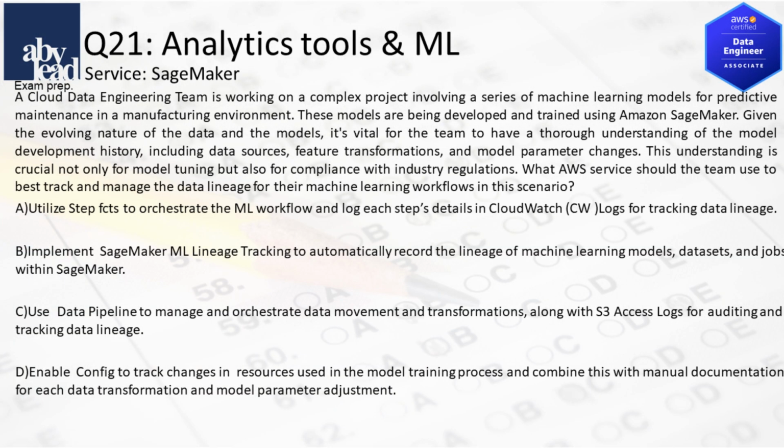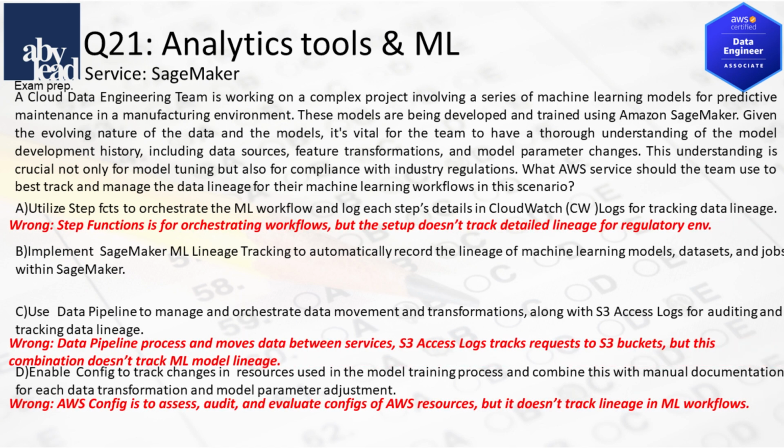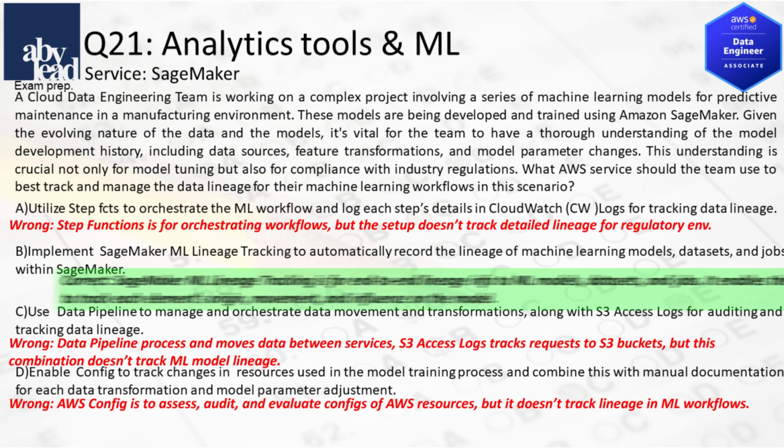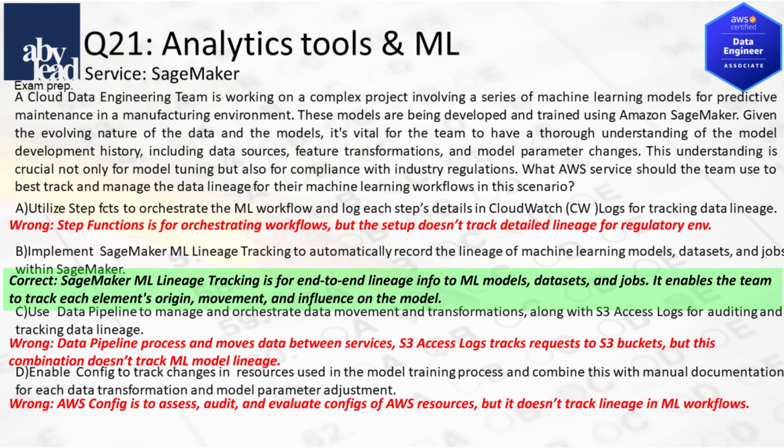Question 21. How do you effectively complement SageMaker ML models with an AWS service for data lineage? With Step Functions, you orchestrate workflows, as well as with Data Pipeline together with S3 access logs. The ML model lineage tracking isn't feasible. AWS Config evaluates resource configurations, which also doesn't help. The best solution is to use SageMaker lineage tracking for end-to-end lineage info to track each element.